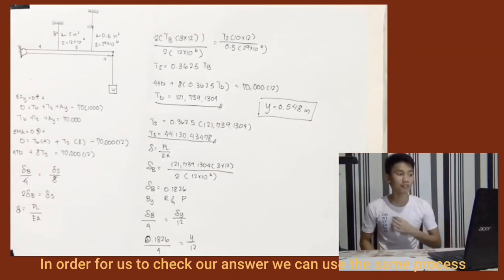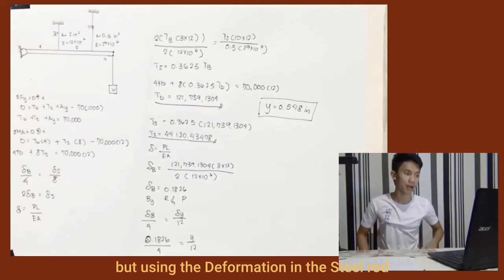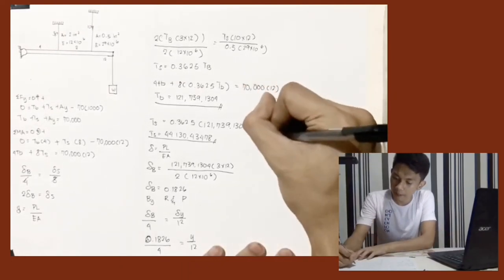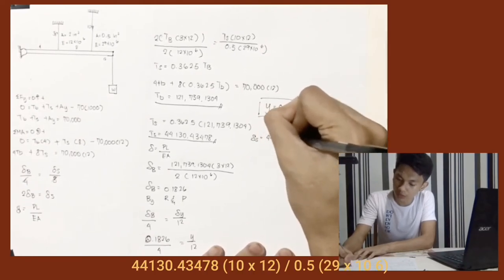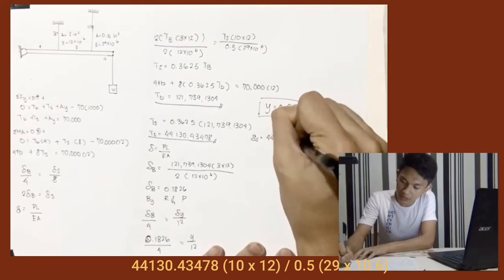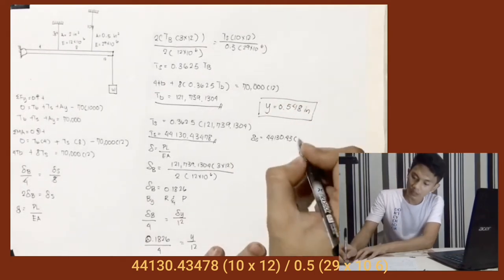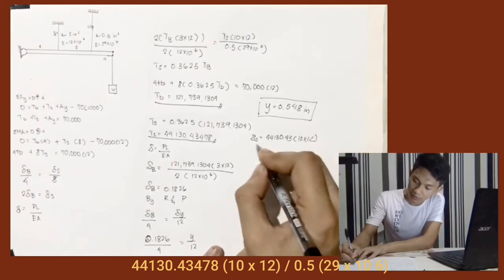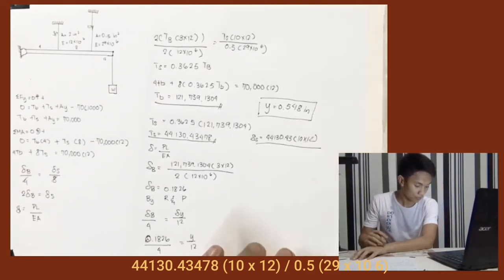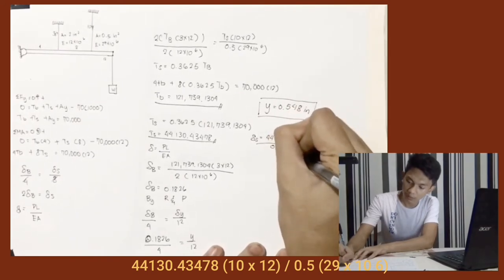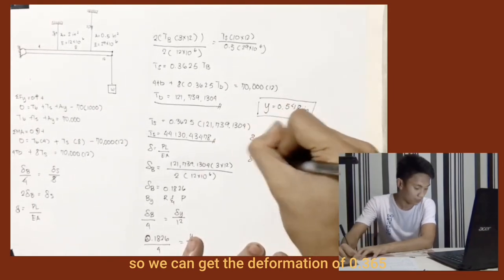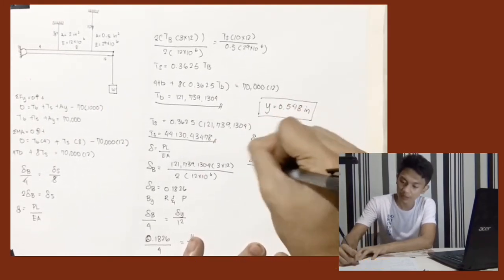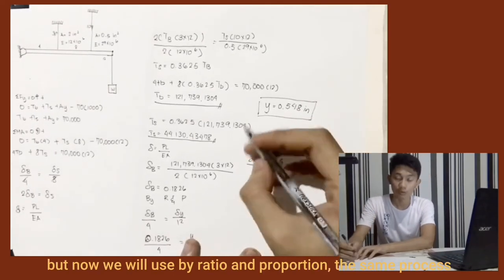But in order for us to check our answer, we can use the same process but using the deformation in the steel rod. So the deformation in steel is equal to 44,130.43 times 10 times 12 over 0.5 times 29 times 10 to the power of 6. So we get a deformation of 0.365.